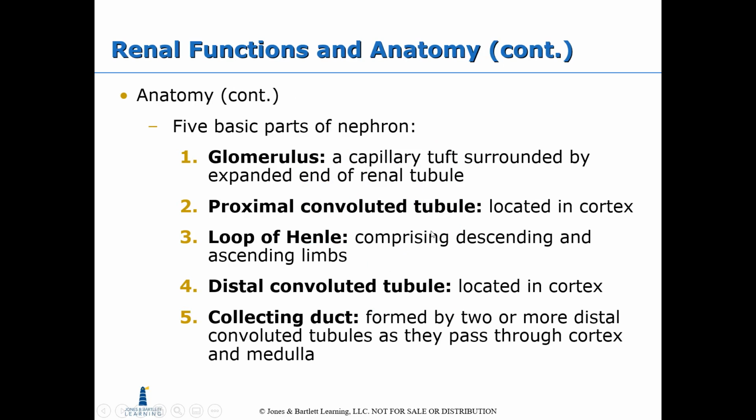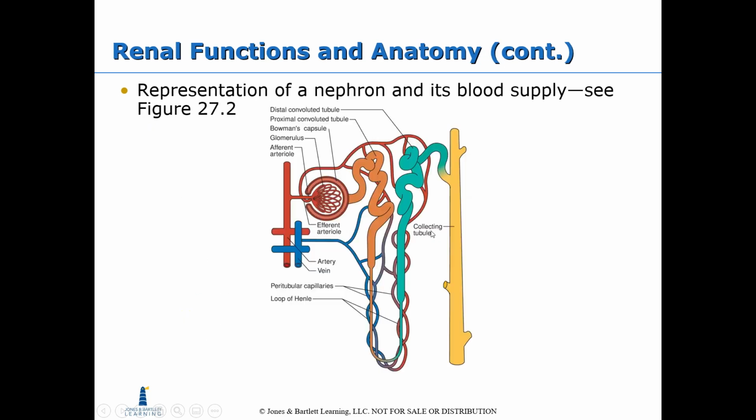The loop of Henle comprises descending and ascending limbs. So the loop of Henle is down here. First we have the descending limb of the loop of Henle, and then the ascending limb of the loop of Henle.